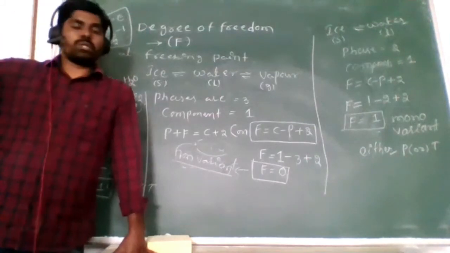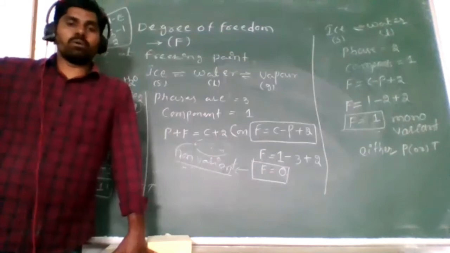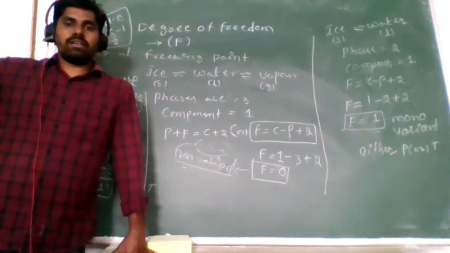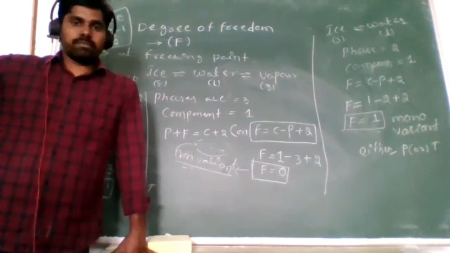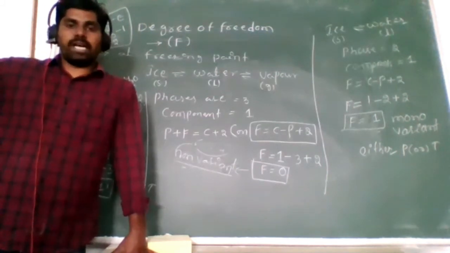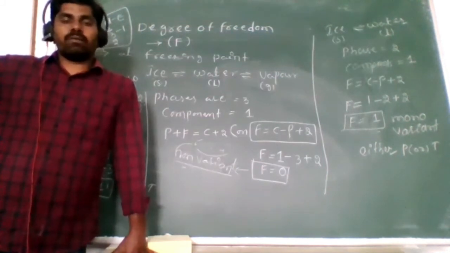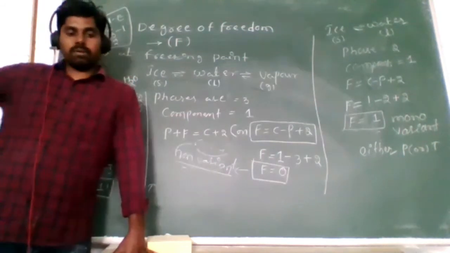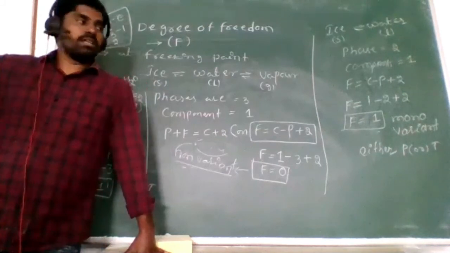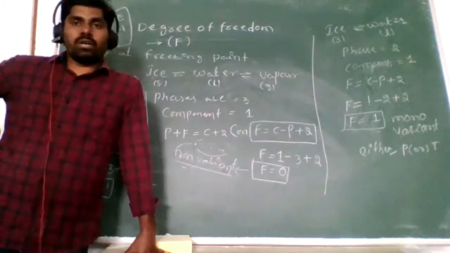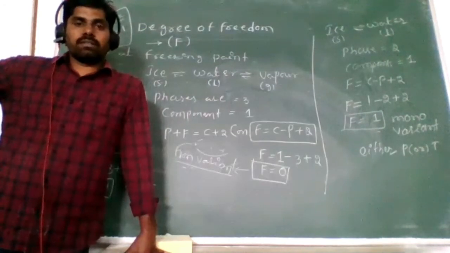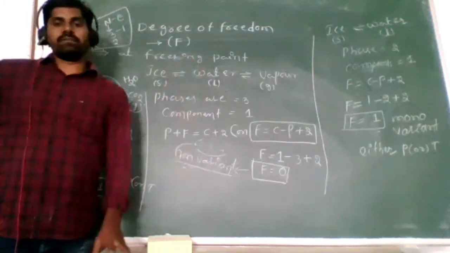Or maybe F equal to 2. F equal to 2 means degree of freedom may be 2. If for any system pressure and temperature both are to be specified, both are to be specified to define the system completely. It means the pressure and temperature both are required to define the system completely. So this is the degree of freedom.